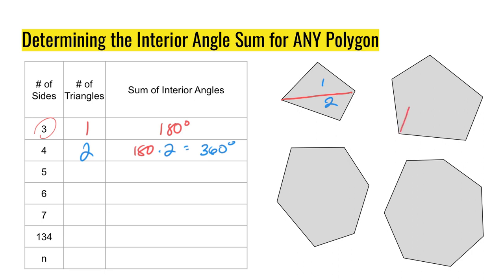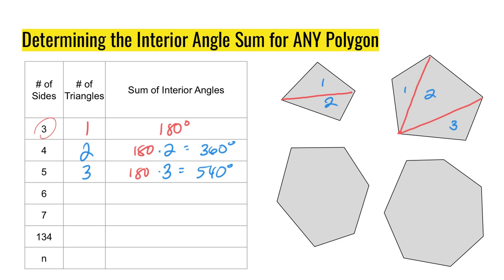Look at the pentagon on the far right. I can draw 2 diagonals from a single vertex in order to break this one up into 1, 2, 3 triangles. 3 triangles times 180 degrees each creates 540 total degrees in this pentagon.